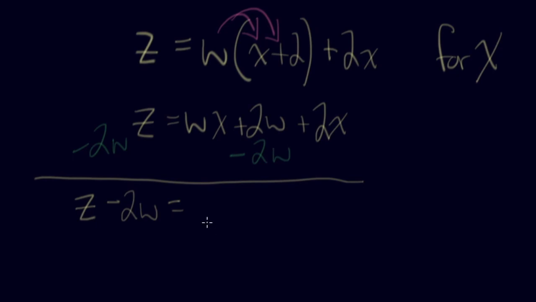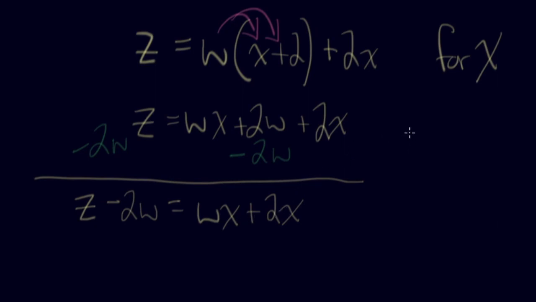So now what I end up getting, I'm going to write it this way, is z minus 2w equals wx plus another 2x. Okay, so good job. You've gotten the right-hand side with the terms that have x's on them. Now you have to do something called factoring. So I'm going to factor out an x.